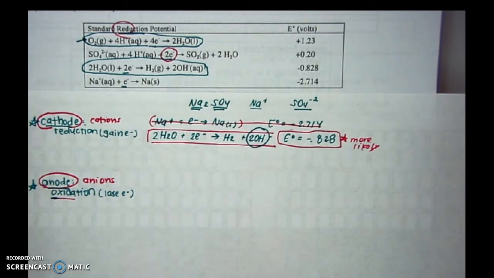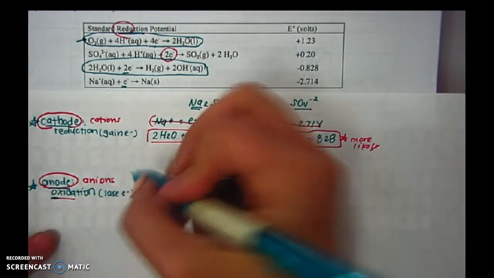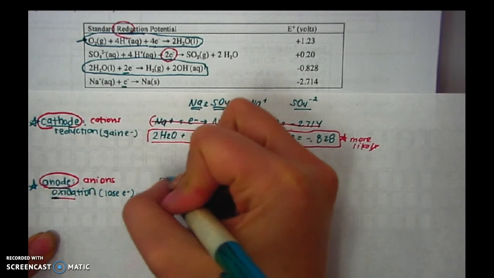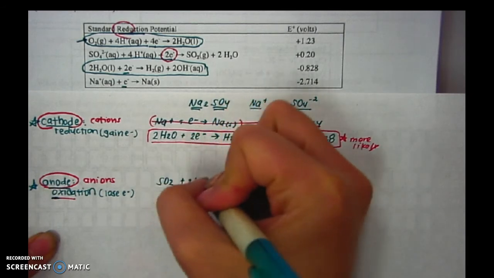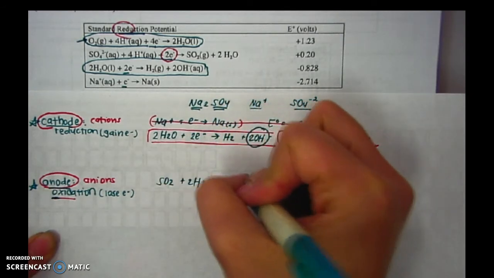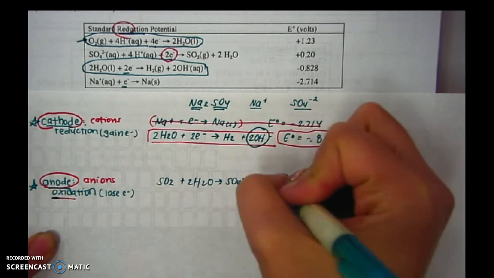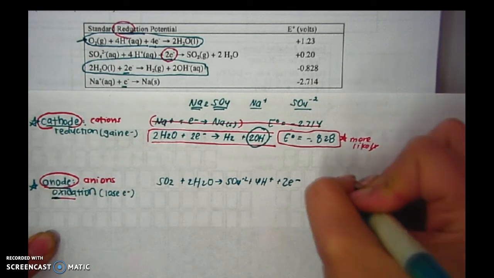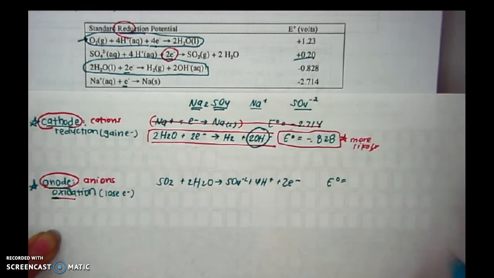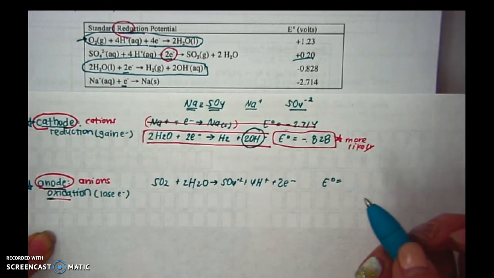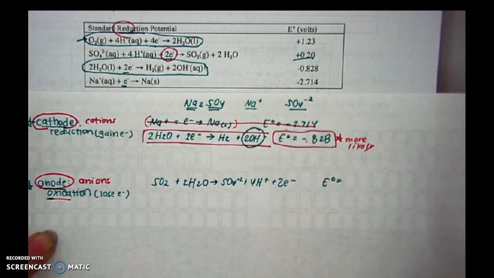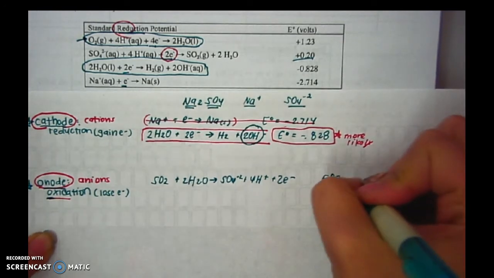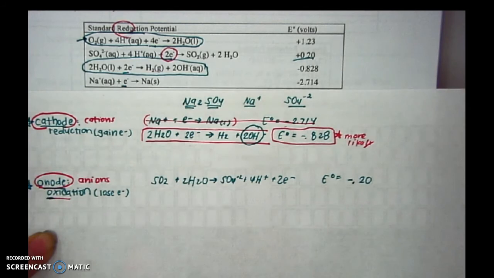So I'm going to go ahead and do that. We're going to reverse the equation. We have SO2 plus 2H2O produces sulfate plus 4 hydrogens plus 2 electrons. And then the cell potential, instead of being positive 0.20, since we flipped the equation, it's going to become negative 0.20. Okay, so that's how we got that.